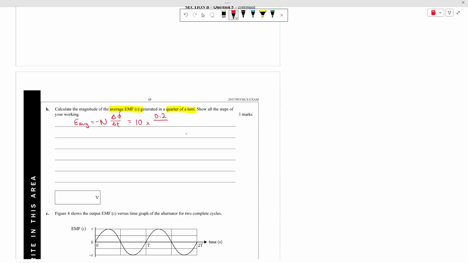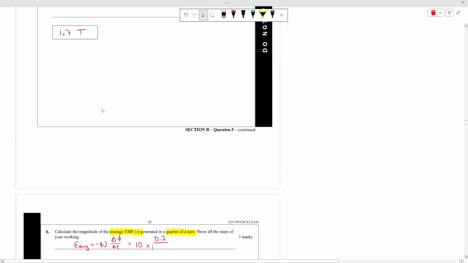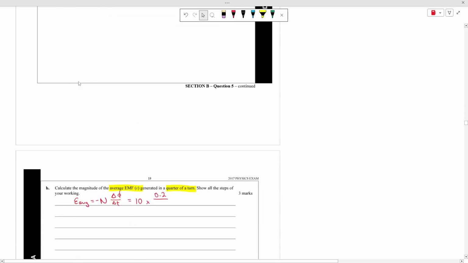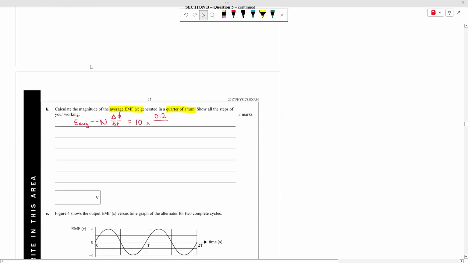And it's happening in a quarter of a rotation. Okay, so let's go back to what we know about its frequency, which was up here. The coil rotates 4 times a second, so that's the frequency. Frequency is 4. So I'll just write this off the side here. F equals 4. The period, therefore, is 1 over 4, which is 0.25 seconds.